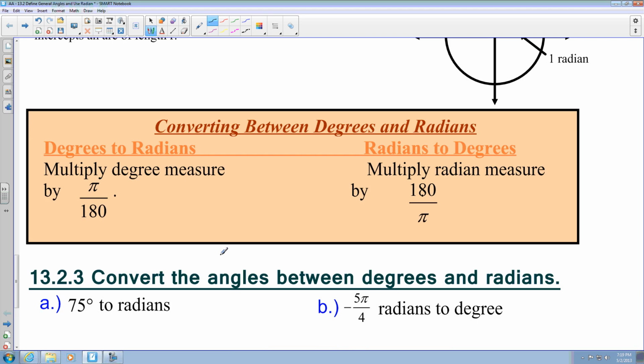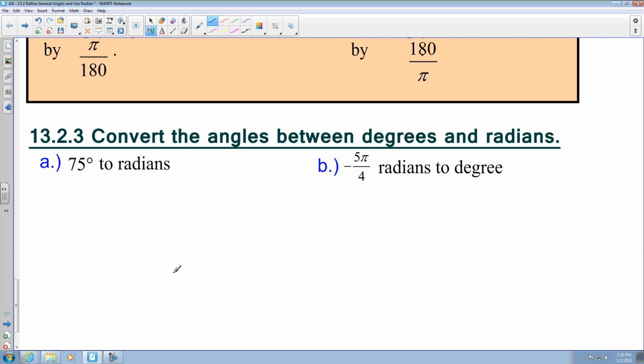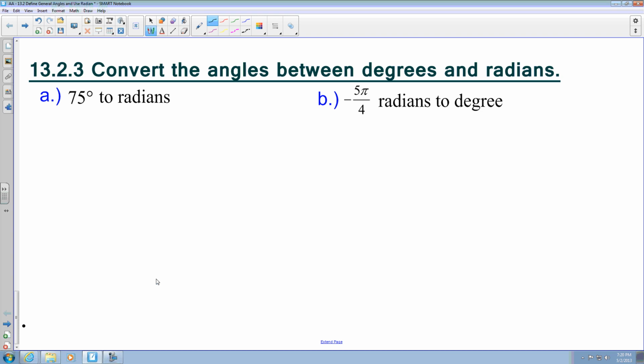If we have a degree and want to go to radians, I can take that value in degrees and multiply it by pi over 180. If I have something in radians, I can multiply that value by 180 divided by pi. So here I have 75 degrees and they want me to convert it to radians.